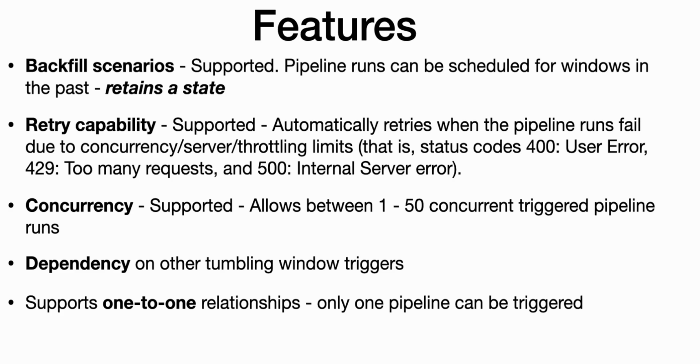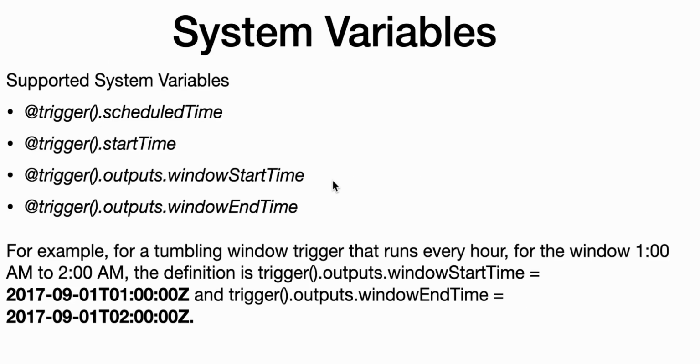And tumbling window trigger at the end supports a one-to-one relationship. That means that one pipeline can be connected to one trigger or reference to one trigger. The next thing that we have to discuss is the system variables.